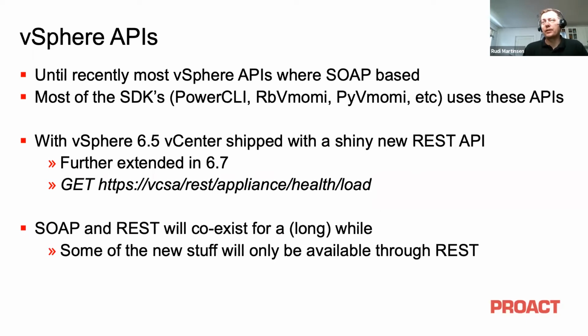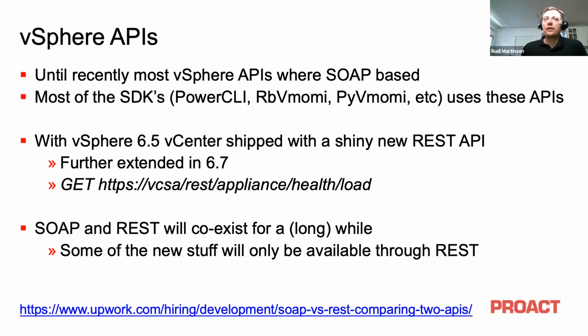As for VMware, as for all of the rest of the industry, everyone is delivering REST APIs nowadays. But what's also important to know is that SOAP and REST will coexist for a long while. Some people say that the SOAP API will be there forever because it's so extensive. But some of the new stuff coming will probably only be available through REST.